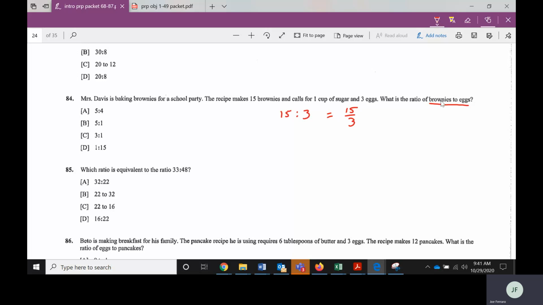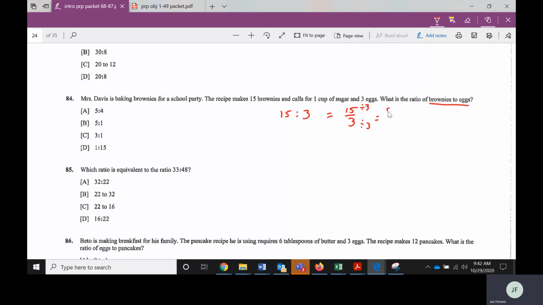Whatever they ask for first, that goes on top. So they ask for brownies first, that goes on top, and eggs second, so that goes on the bottom. Now we're going to simplify this. We look at 15 and 3, and we got to find a number that goes into both. Okay, well, the only numbers that go into 3 are 1 and 3. And so we got to say, does that work for the top? Yeah, 3 goes into 15. So we're going to divide the top and the bottom by 3.